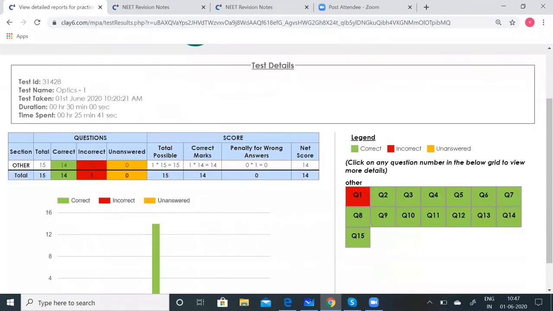Other answers, everything was correct. If your answer is correct, it is denoted by the green color. If your answer is wrong, it will be red. Unanswered, if you forgot to save the options, would show as yellow. You can check the wrong answers by clicking on them and also know the explanation part.